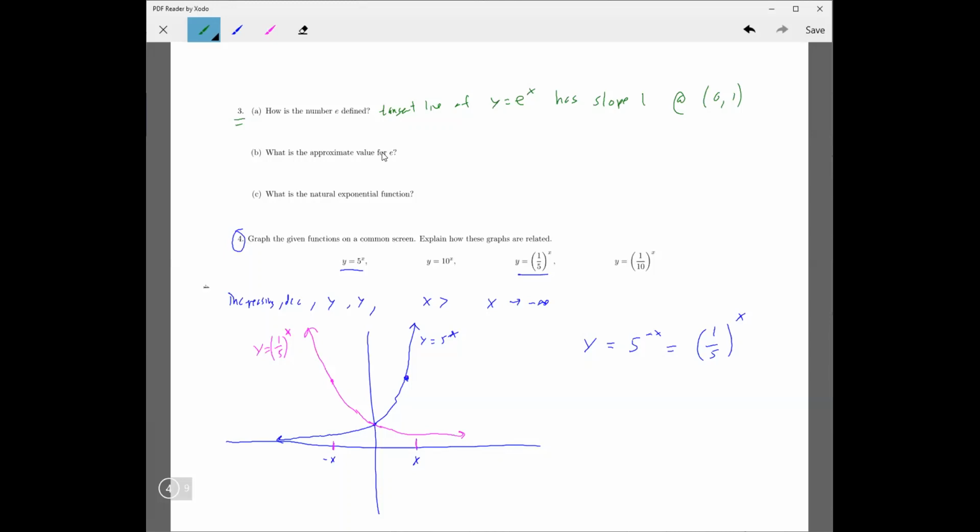Okay, so b, what's the approximate value? And that is 2.71828. Okay, and then what's the natural exponential function? That's just going to be f of x equals e to the x, or it could be what they say, y equals e to the x. Okay, that's the natural exponential function.